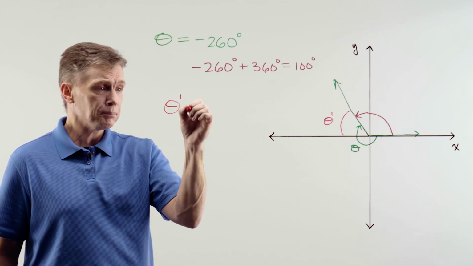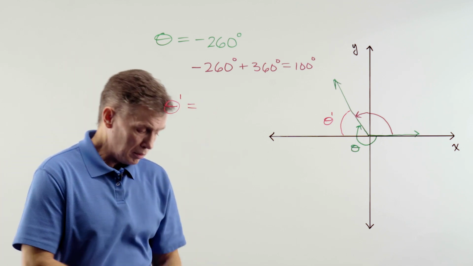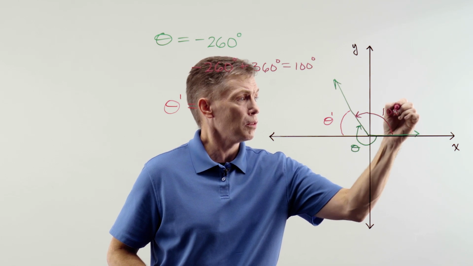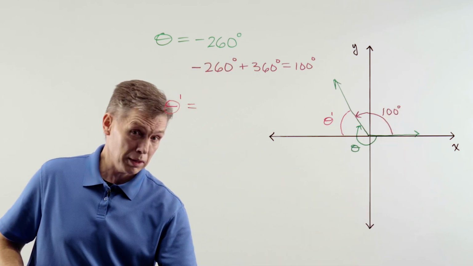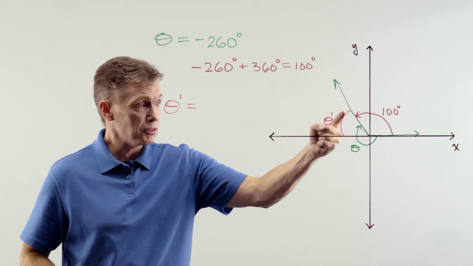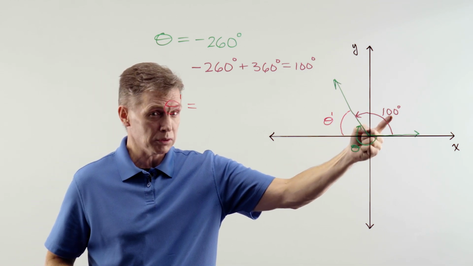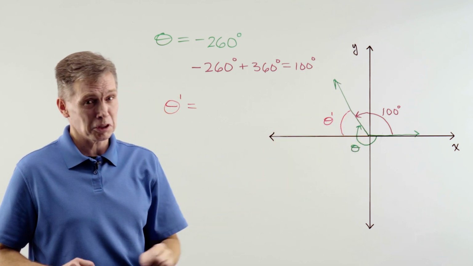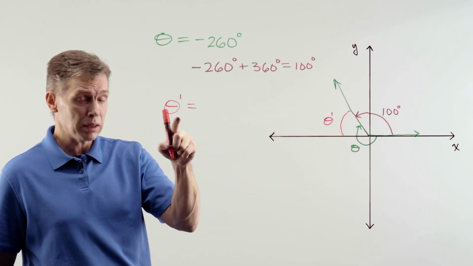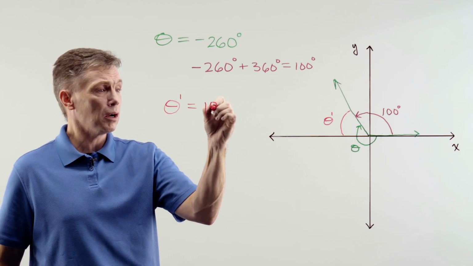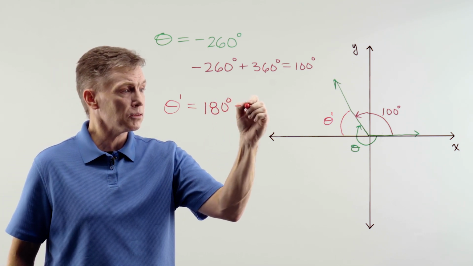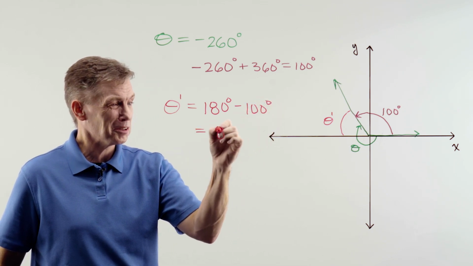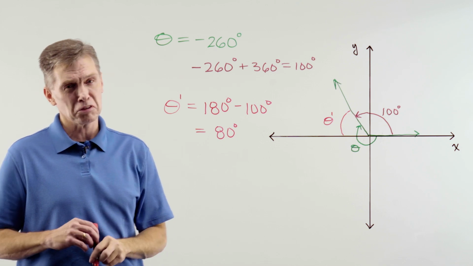So theta prime, now if you realize, even with that 100-degree coterminal angle that I drew for myself, that theta prime is just the supplement to the 100 degrees. See, so the pink angle plus the red angle is going to be 180 degrees, right? So my theta prime will be the 180 degrees minus the 100 degrees. Simple math, I think, is just 80 degrees for the size of my reference angle.